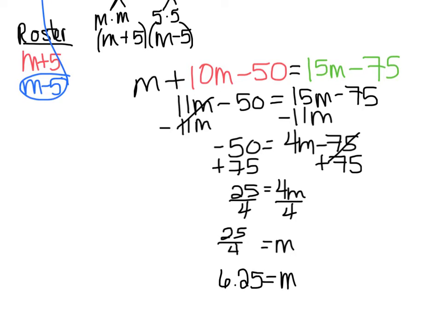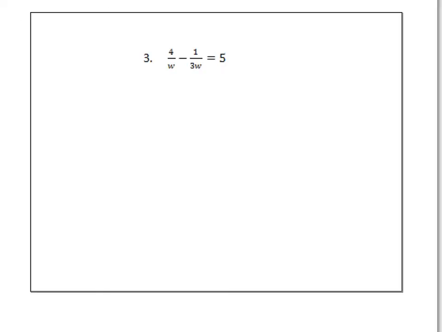And there's answer number 2. Number 3, once again I look at how many fractions I have. I have 2 fractions and a whole number, but I can change that 5 into a whole number by putting it 5 over 1.